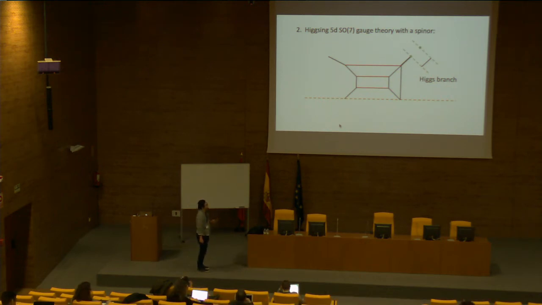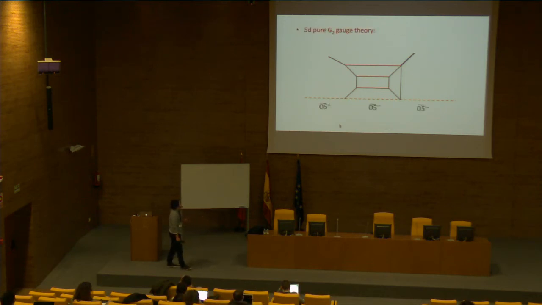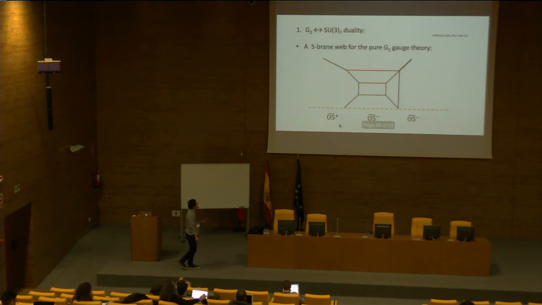And to go to the infrared limit of this Higgs phase, it's effectively realized by moving this piece of 5-brane to infinity, far away. And we will basically arrive at this kind of conclusion. And we claim that this is a web diagram for the pure G2 gauge theory. So somehow the web diagram for the pure G2 gauge theory is kind of a standard web diagram with just an orientifold 5-plane.